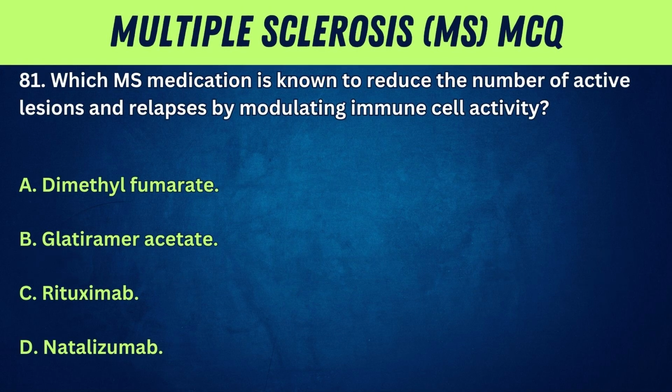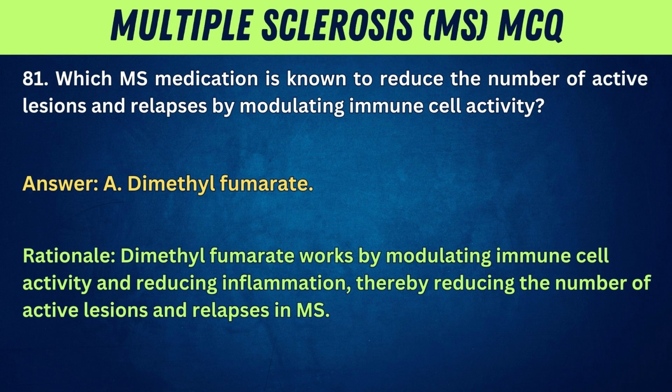81. Which MS medication is known to reduce the number of active lesions and relapses by modulating immune cell activity? A. Dimethyl fumarate. B. Glatiramer acetate. C. Rituximab. D. Natalizumab. Answer: A. Dimethyl fumarate. Rationale: dimethyl fumarate works by modulating immune cell activity and reducing inflammation, thereby reducing the number of active lesions and relapses in MS.